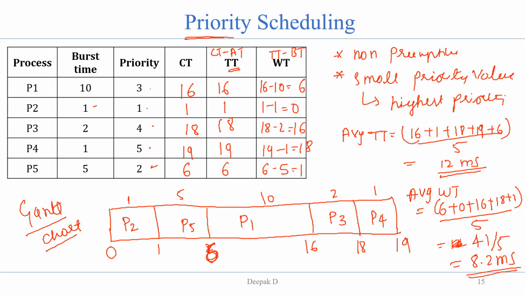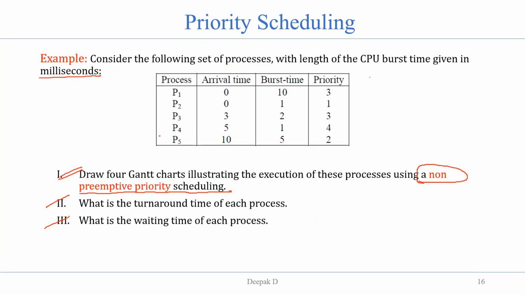This is how we calculate the average turnaround time and waiting time using priority scheduling. Smaller the priority value, higher the priority that we need to consider. Let's see how we solve.